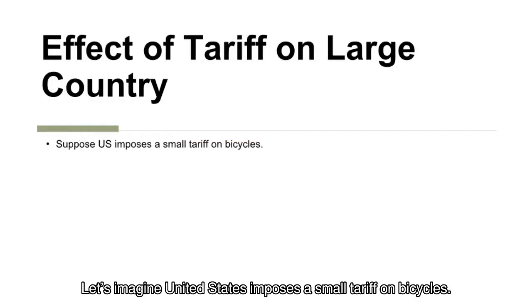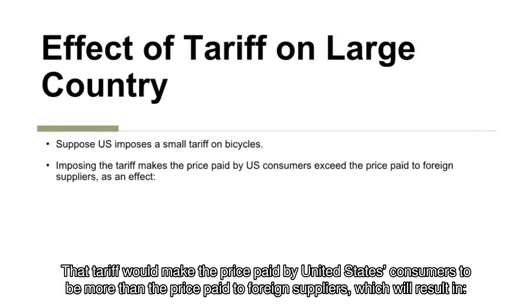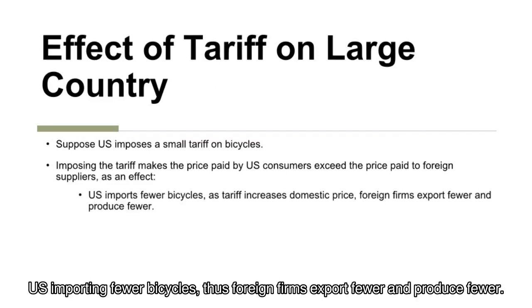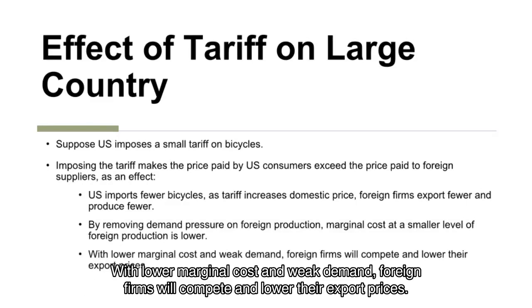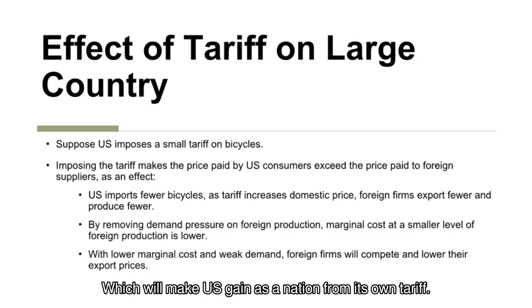Let's imagine the United States imposes a small tariff on bicycles. That tariff would make the price paid by United States consumers more than the price paid to foreign suppliers, which will result in the U.S. importing fewer bicycles, so foreign firms export fewer and produce fewer. Removing demand pressure on foreign production, marginal cost reduces. With lower marginal cost and weak demand, foreign firms will compete and lower their export prices, which will make the U.S. gain as a nation from its own tariff.